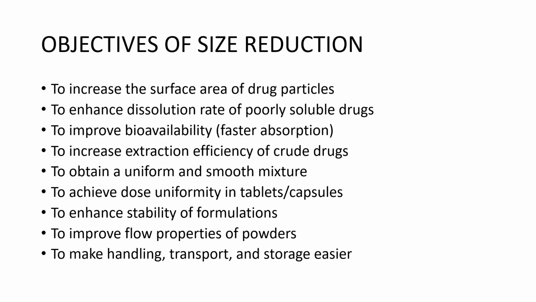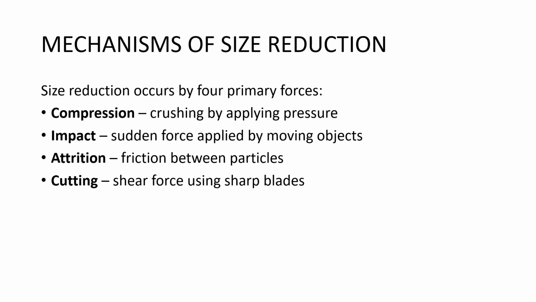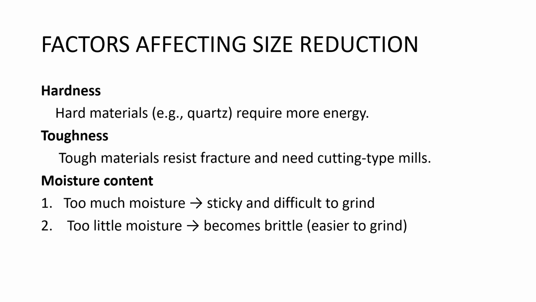Now let's move on to understand the mechanisms involved in size reduction. There are four mechanisms of size reduction: compression, impact, attrition, and cutting. Compression crushes particles by pressure, impact breaks them with a sudden force, attrition occurs due to friction, and cutting uses sharp blades. These mechanisms are affected by certain material properties, which we will discuss in the next slide.